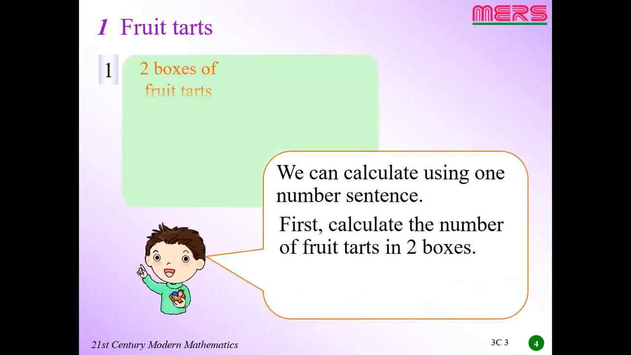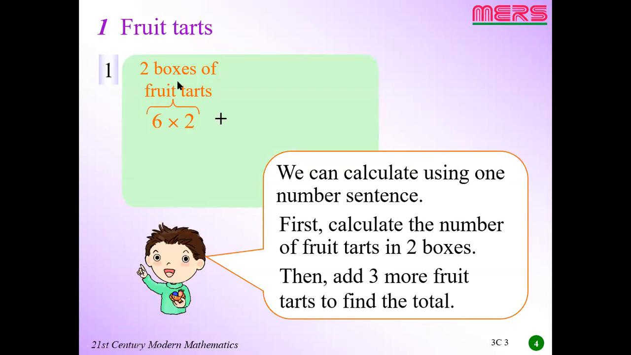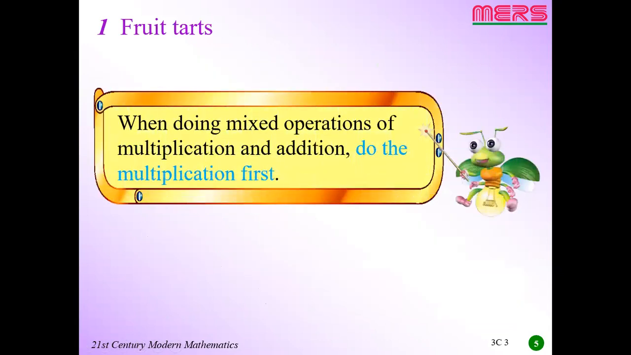Okay, so we can calculate using one number sentence. First, calculate the number of fruit tarts in 2 boxes. You may see the words in orange. 2 boxes of fruit tarts, 6 times 2, and then we plus 3 to find the total. So you will be given 2 steps here. The answer will be 15. When doing mixed operations of multiplication and addition, do the multiplication first.